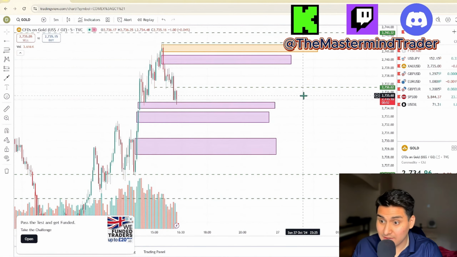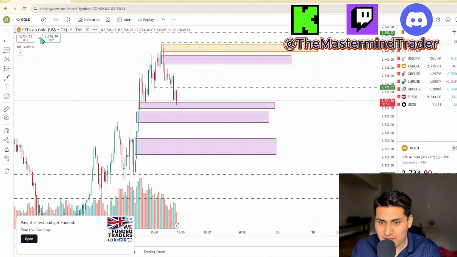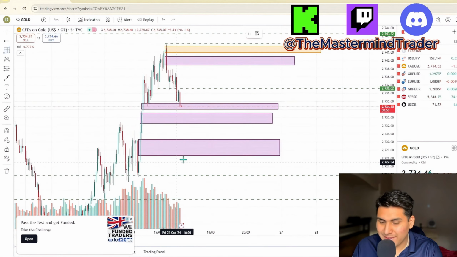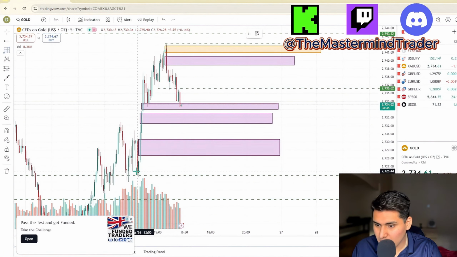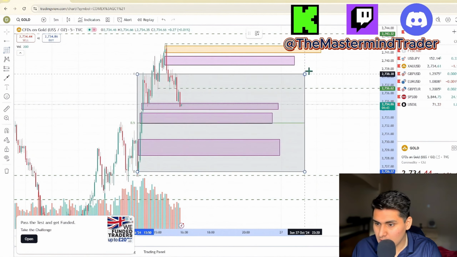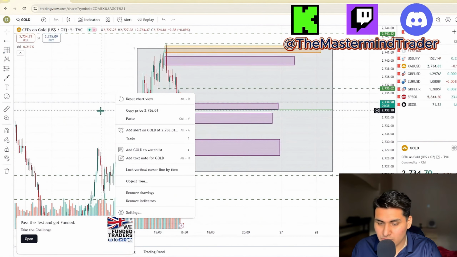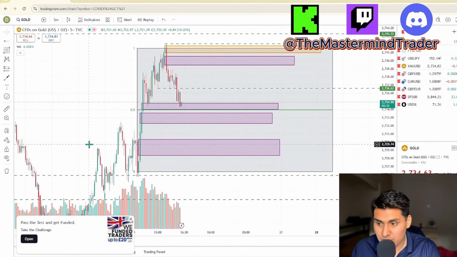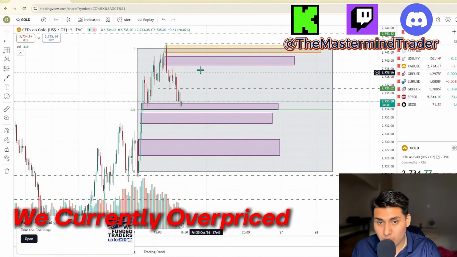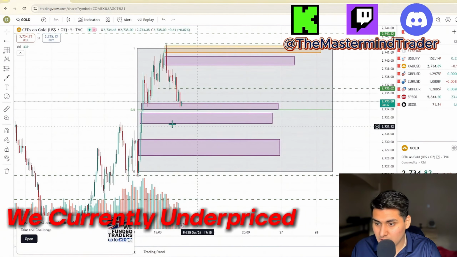The other indicator, if you like, is the Gann box. With the Gann box, it's very similar to the Fibonacci retracement. So again, you would draw it from the low to the high. And with the Gann box, I am only really interested in knowing two things. Are we currently overpriced or are we currently underpriced?